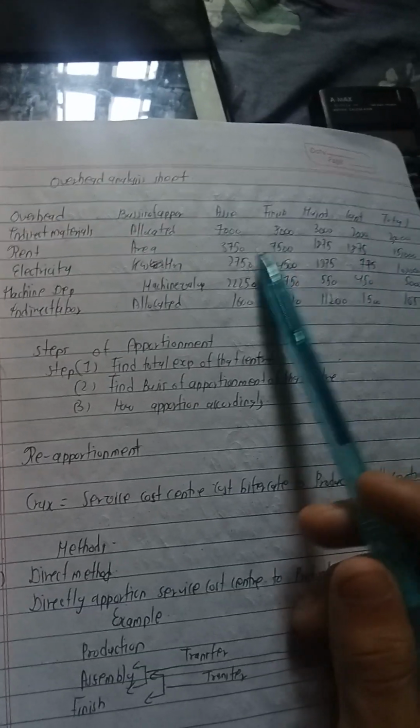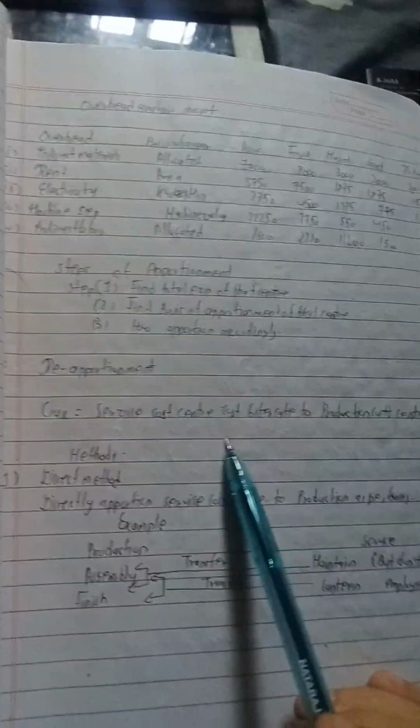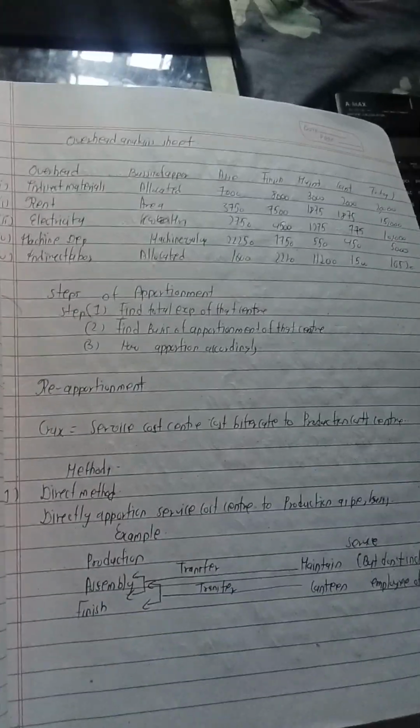So now let's go about reapportionment. So the crux is that service cost center cost is bifurcated to production cost center. That's it. So we have the direct method, step down, and reciprocal.